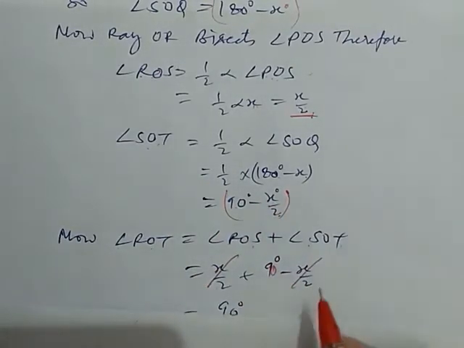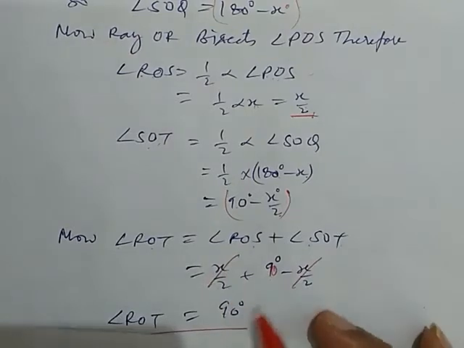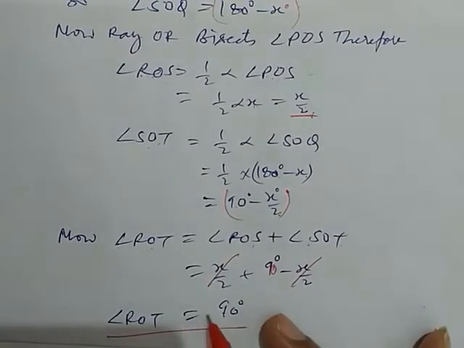Here 90 minus x by 2. Okay, so we get 90 because they cancel out. This way we found the angle ROT. So this way we solve our problems, as the question asked.